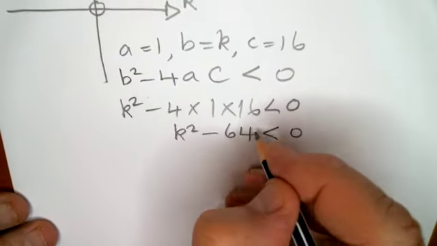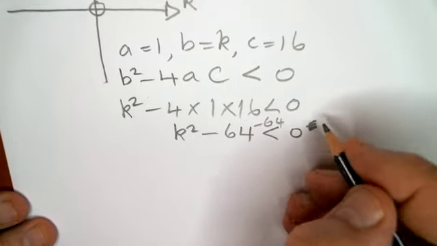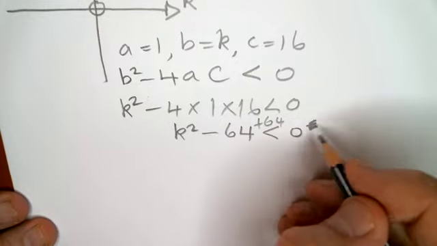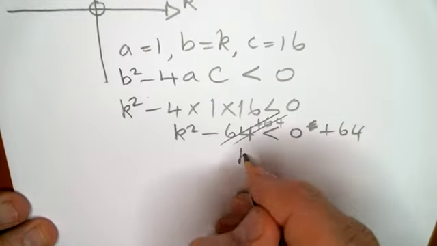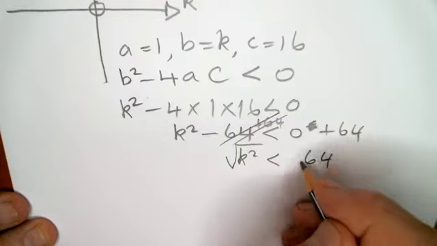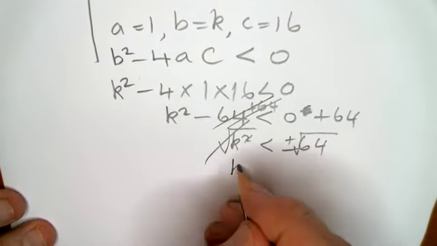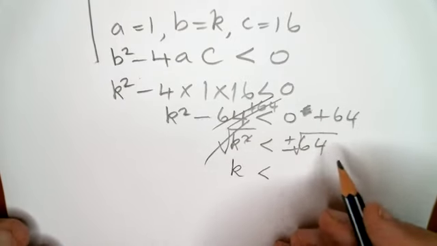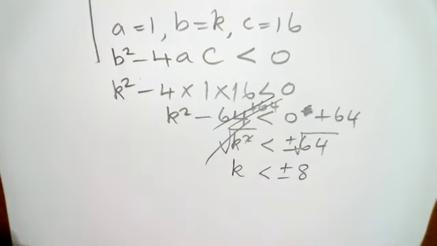Well, I'm just going to subtract 64 from both sides. Oops, no, wait. I'm adding 64 to both sides because it's a negative. So I'm adding 64 to that side, adding 64 to that side. That becomes 0. So I've now got k squared is less than 64. So I'm going to find the square root of both sides. And that's going to be plus or minus. Square root of k squared becomes k. So the square root of 64 is plus or minus 8. So there it is. I've got k is less than plus or minus 8.